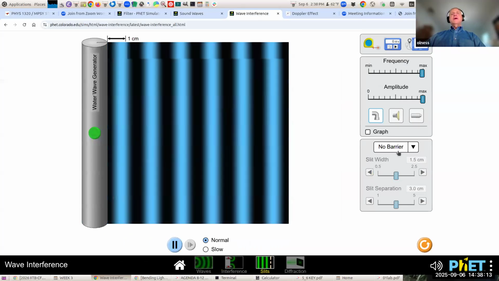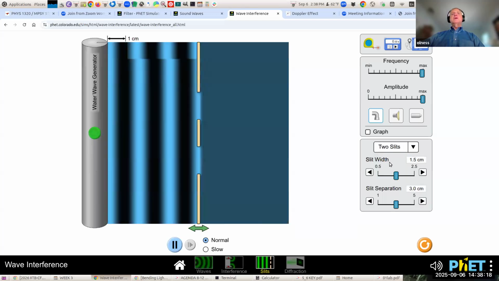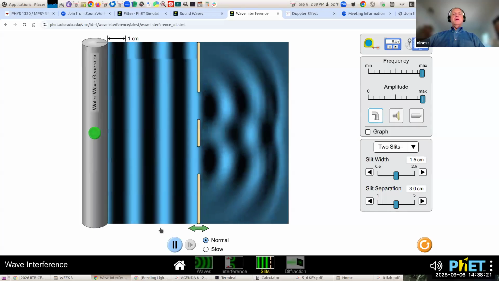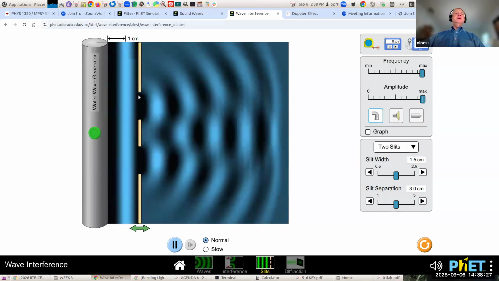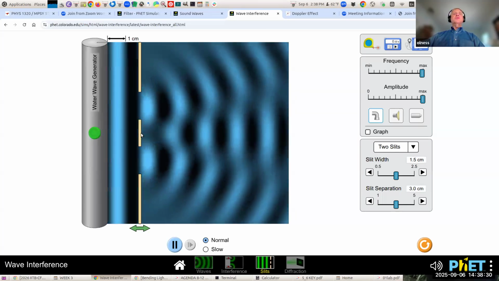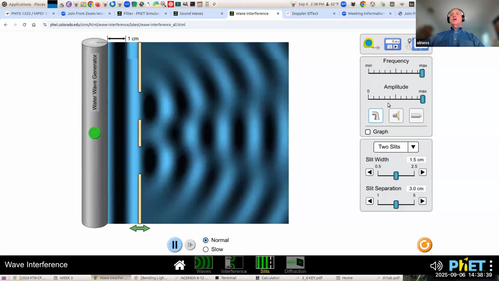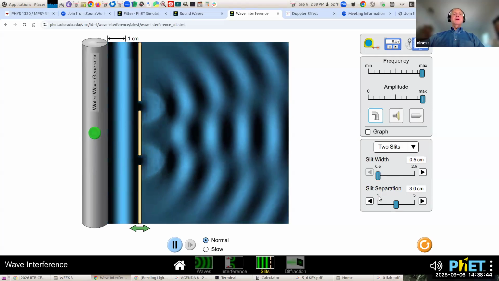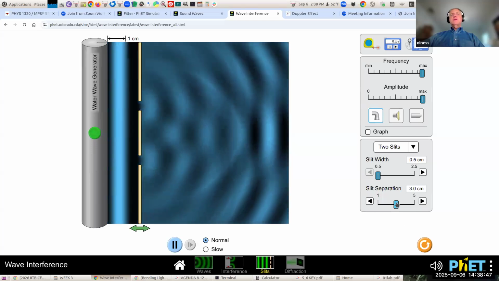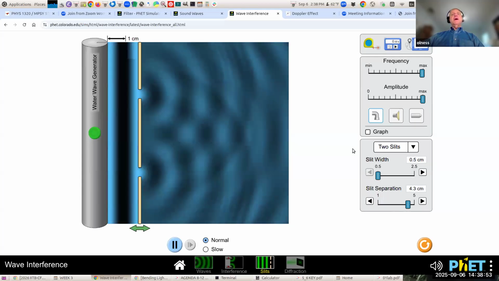All right. So if I have a series of waves coming in, they look like that. Now let me put up a two slit barrier, and I'll move this back a little bit. Basically, each slit is looking like a source, and then they're interfering, and you're getting dark and light spots on the other side from that pattern. If I make it a little bit smaller, you can see it a little bit better.